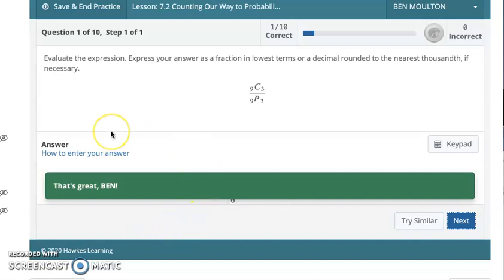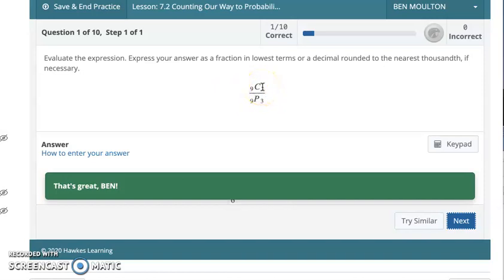All right, everyone, let's take a look at what we've got here. This is 7.2, counting our way to probabilities. In the first one we're faced with, we're going to evaluate this expression. We're going to express our answer as a fraction in lowest terms or as a decimal rounded to the nearest thousandth. I like to leave them as fractions myself, but check out our notation here.